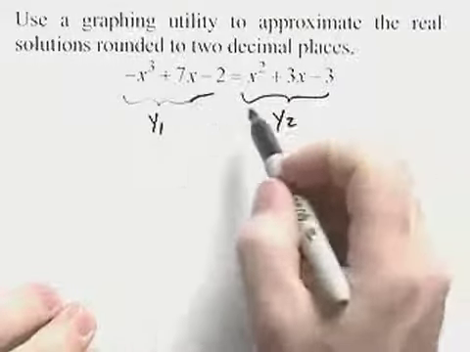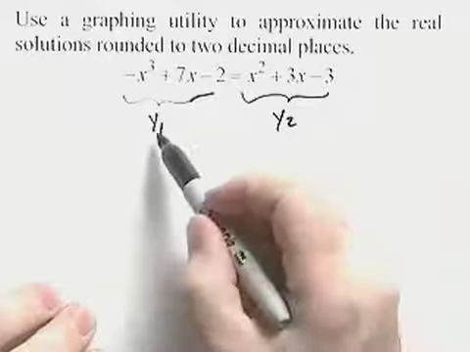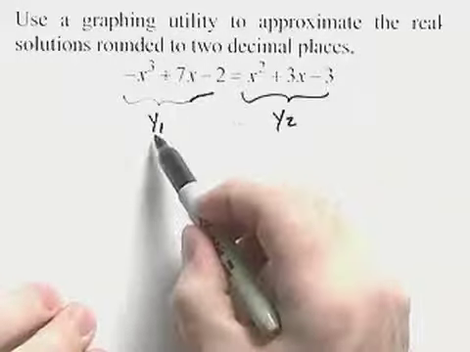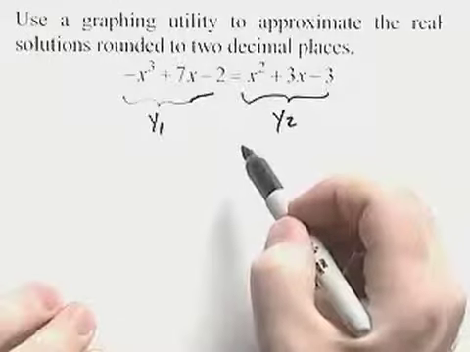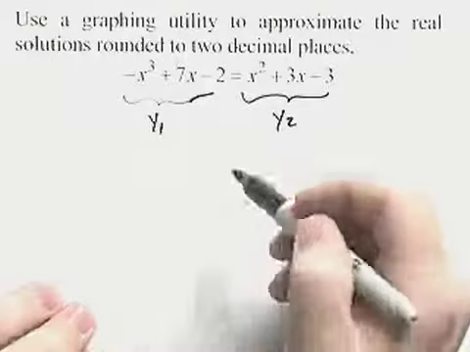Since we find out where they cross, those are the points of intersection, and they'll have the same y values, and that's what we want. We want y1 to equal y2. So finding the points of intersection will get us our solutions.